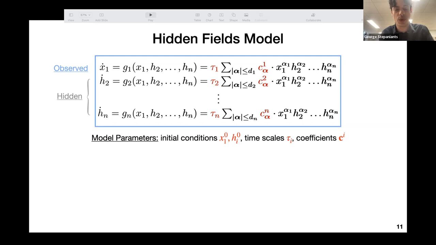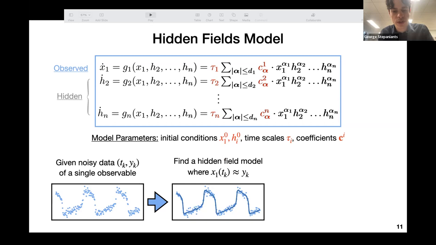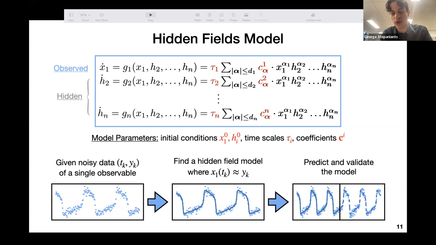Okay, so the general pipeline that we're going to follow is we're going to be given maybe just a couple of periods of some noisy data. Then we're going to optimize all of these parameters of the model to fit this data. And then we're going to make sure that outside of the training window where we fit the model, the predictions of the model continue to do what we expect them to do. So for example, if we expect periodic motion, then we would expect that outside of the training window, the model continues to oscillate.